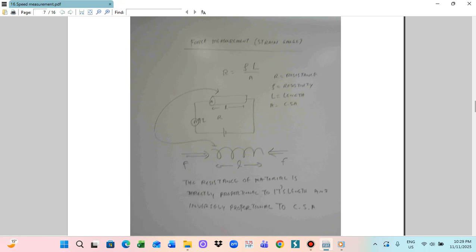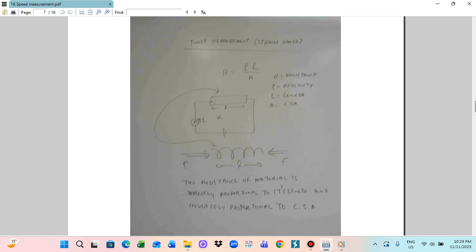Here R means the resistance, rho means the resistivity, L means the length, and A is the area. So R is resistance, rho is resistivity, and L is length.